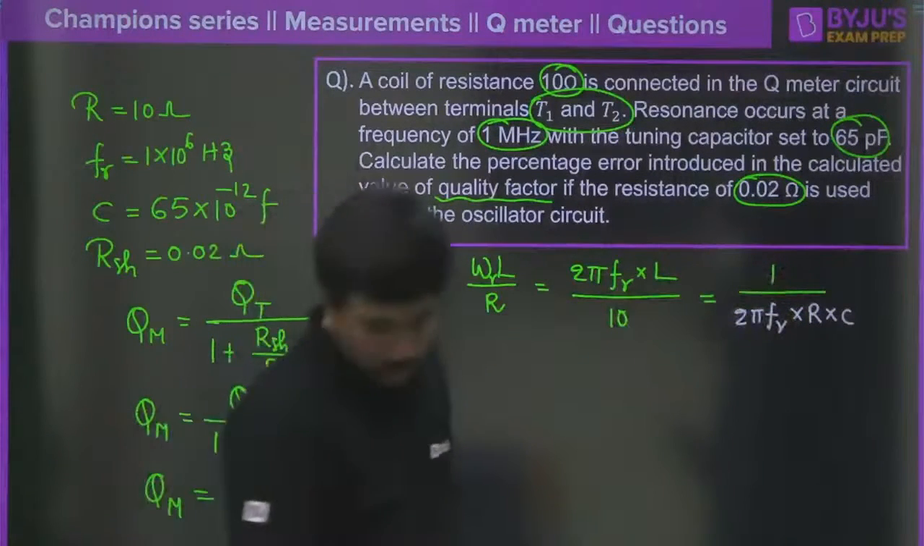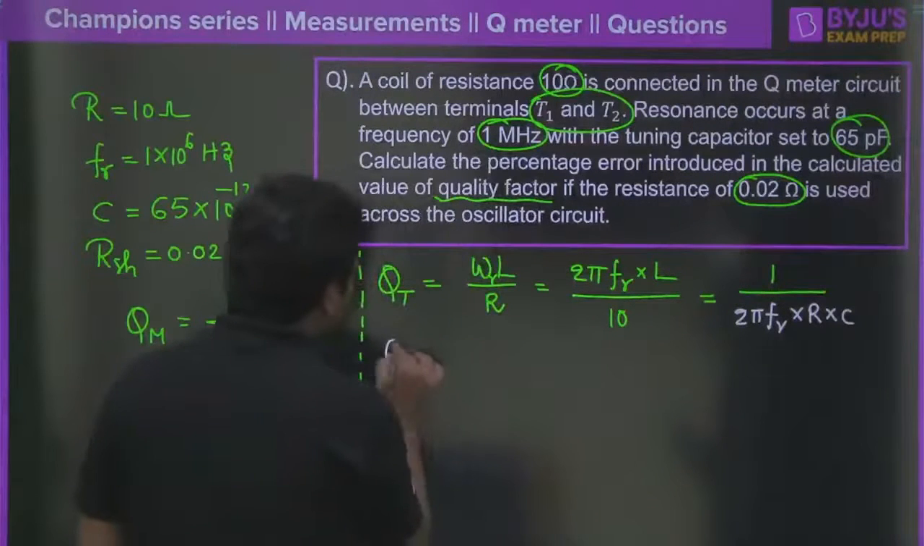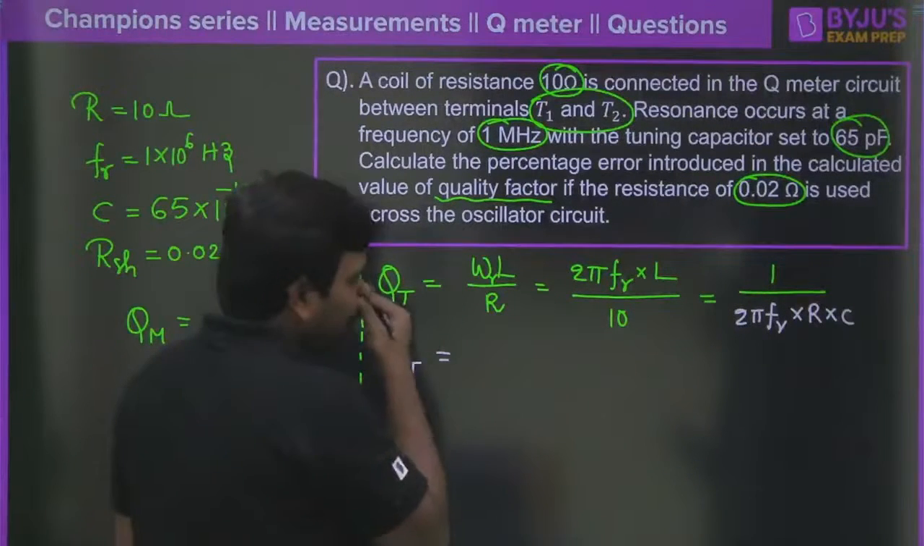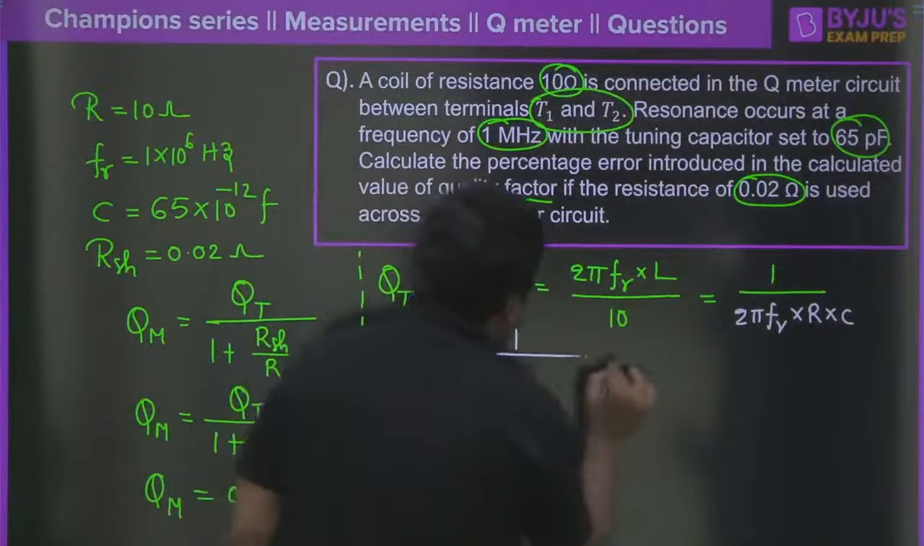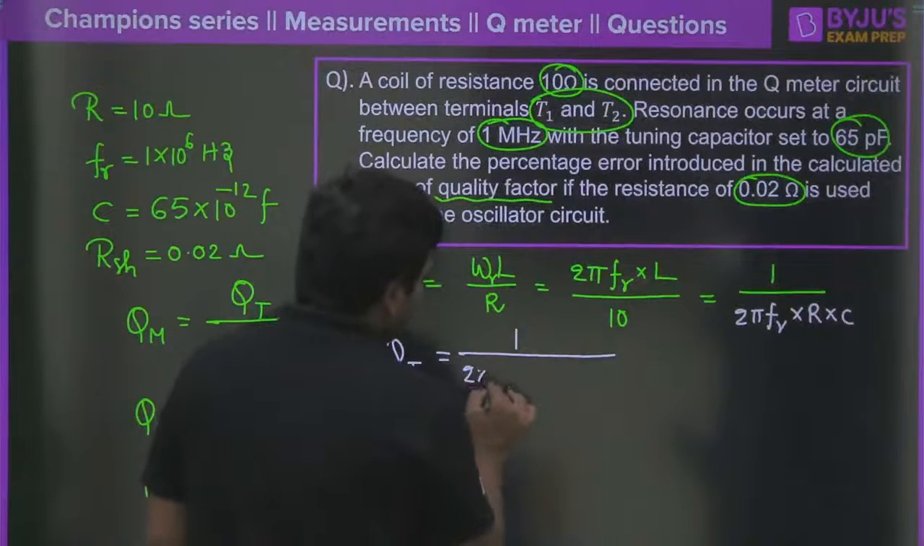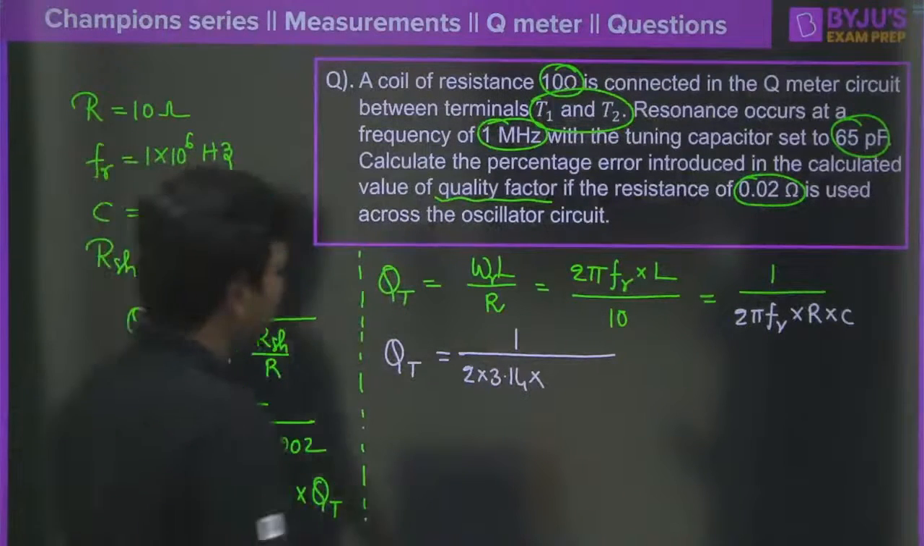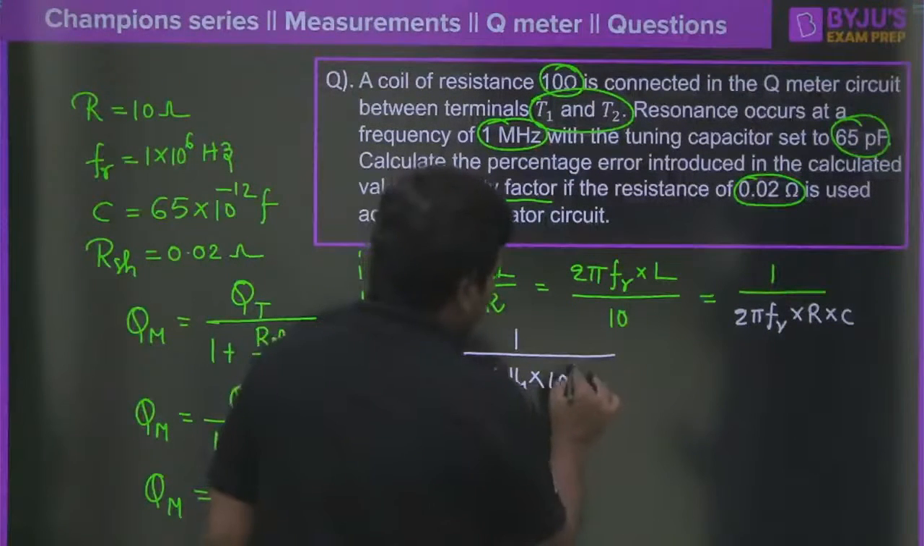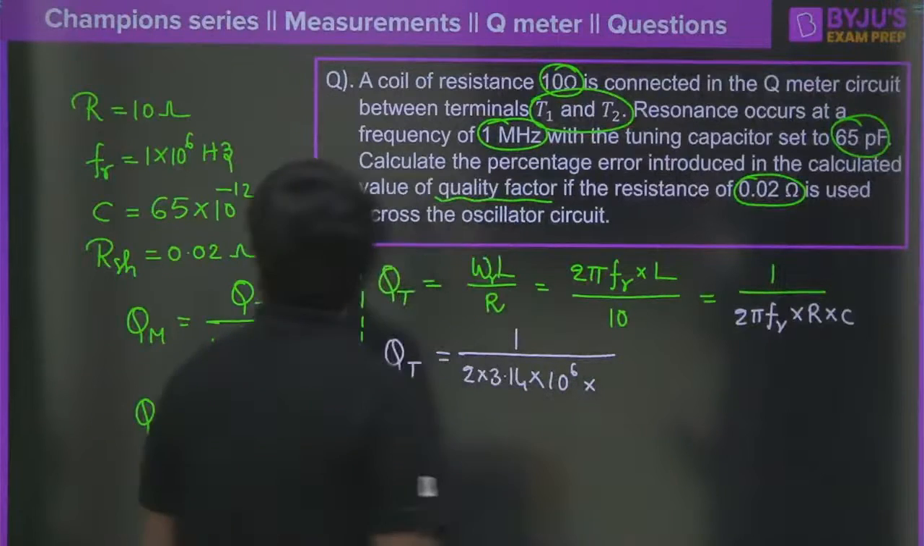So therefore, if you go ahead, how do we get the true value of quality factor now? Now the true value will be equal to 1 divided by 2 into 3.14, and what is the FR value? That is the resonant frequency value, that is 10 power 6. So let me write down 10 power 6 into the resistance value. How much is that?